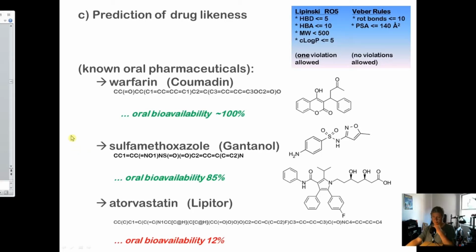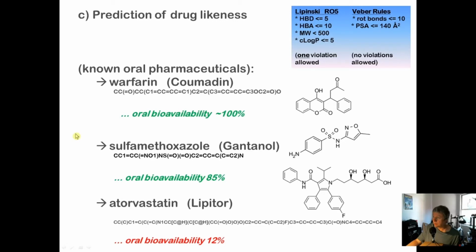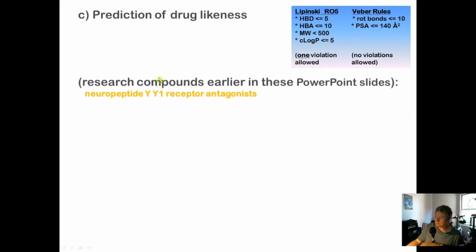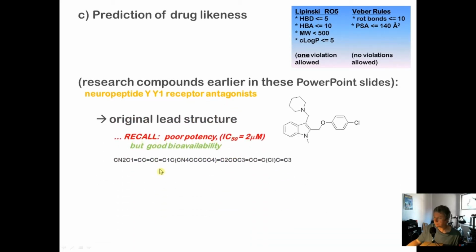All right. So moving forward, let's show these research compounds that we mentioned before, the neuropeptide Y1 receptor antagonists, where we showed that one of them was kind of orally available but not potent, and the other one was very potent but not orally available. We'll see if we can agree with those experimental results. Okay, so this was that lead structure, poor potency, good availability.